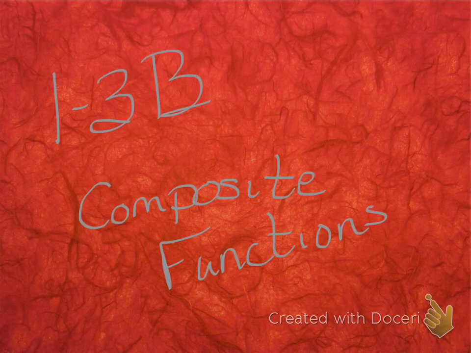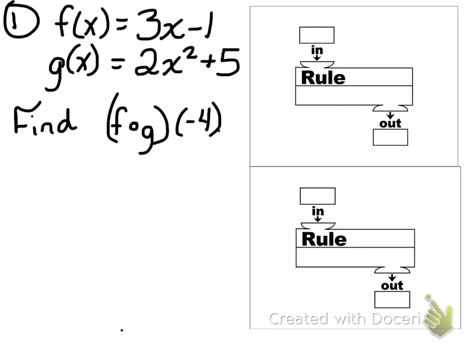Tonight's lesson is 1-3B, Composite Functions. Composite functions are when you plug one function into another function. We're going to start off with one where we're dealing with a number as the output, because our final spot here is a number. You know you're going to have a number for an output whenever you have a number in the parenthesis at the end. If there's a variable there, you're going to have a variable, an expression, or a quote for the output.